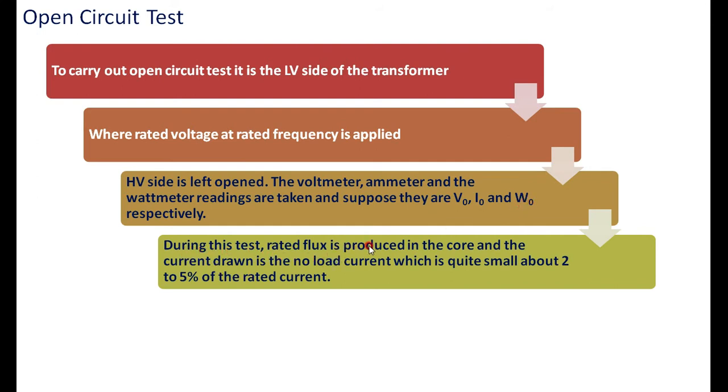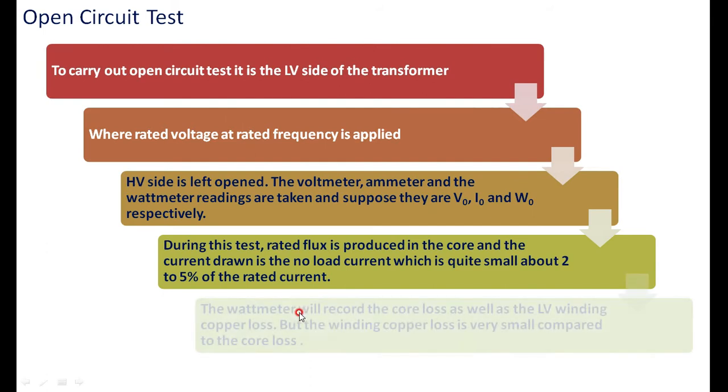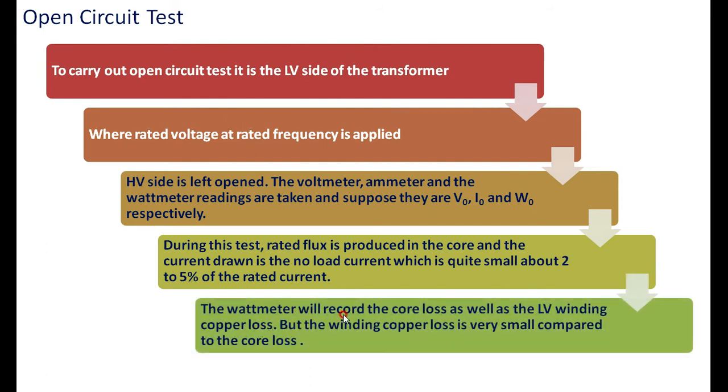During the test, rated flux is produced in the core and the current drawn is very small. That is the no-load current, which is quite small, about 2 to 5% of the rated current. Therefore, the wattmeter will record the core loss of the transformer. Even though there is a copper loss, it is very small because the current I0 is very small.